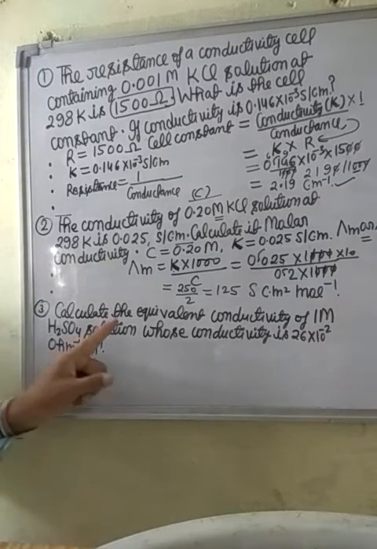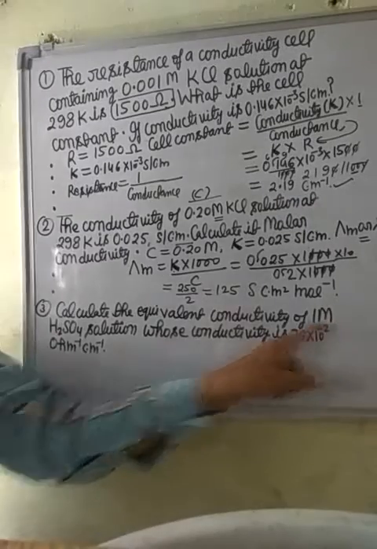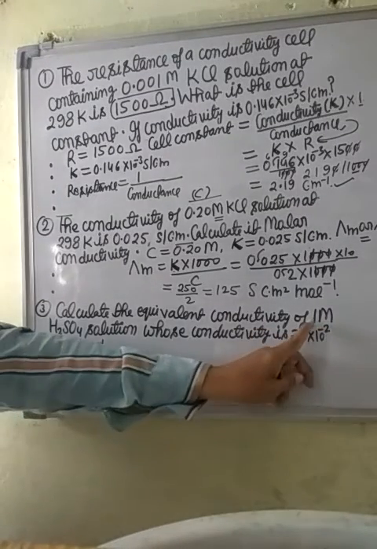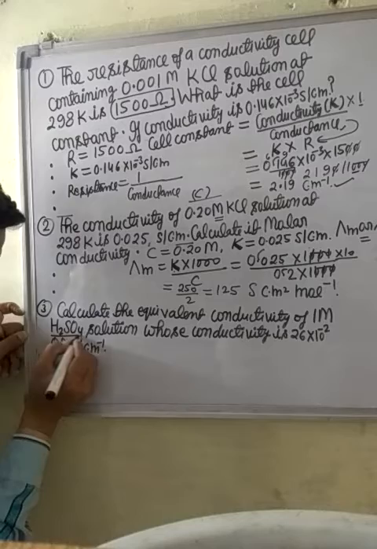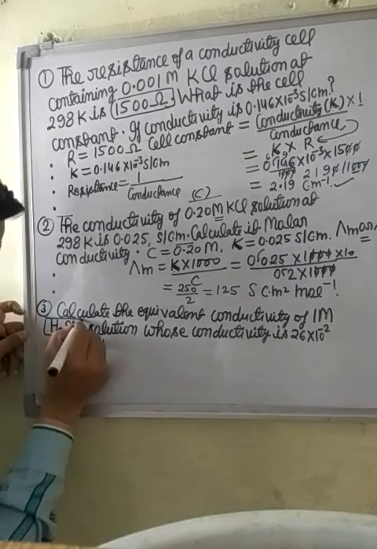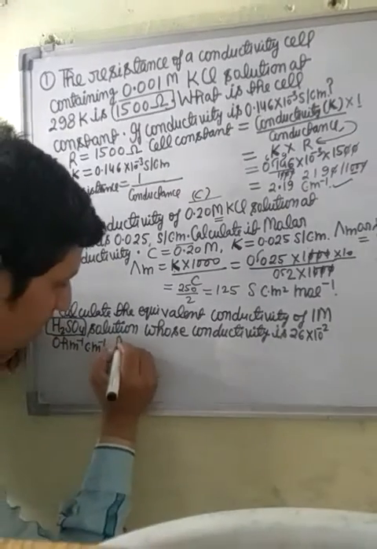Okay, next question. Calculate the equivalent conductivity of 1M H2SO4. 1M means concentration is 1, and the compound is H2SO4. You have to write this thing in your brain. What is the name of the compound? H2SO4. So I am telling you the molecular mass of H2SO4.